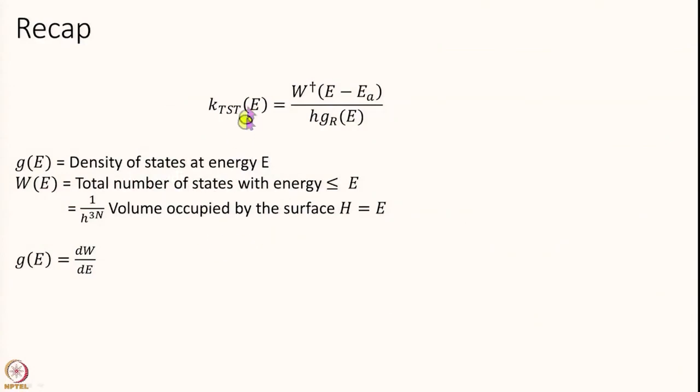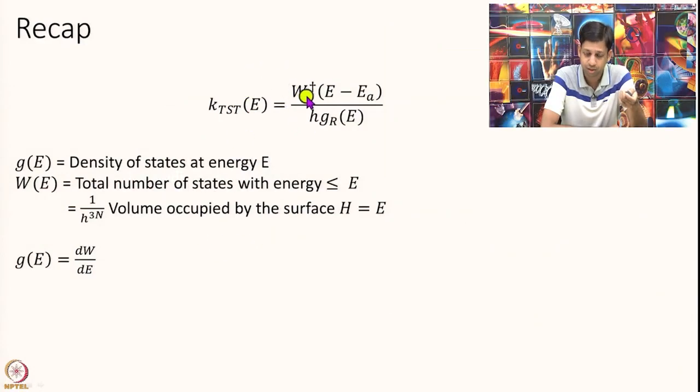Okay, so a quick recap, the transition state theory estimate comes out to be this formula where W is the total number of states. So, W dagger is the total number of states calculated at the transition state excluding the reaction coordinate, EA is the activation energy and G is the density of states at energy E computed in the reactant region only. Okay. So, this is the formula we derived in the last module. So, today we are going to discuss how to calculate this G and W.